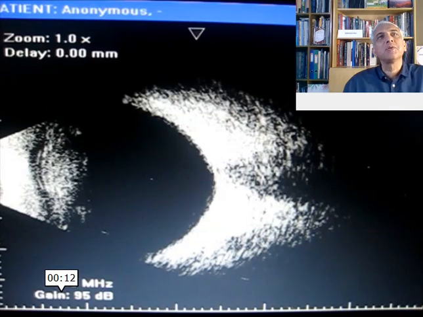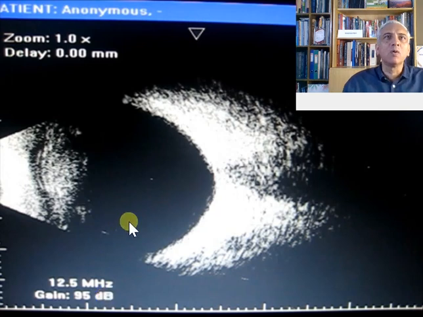Mohammed Moin, and we're going to today discuss the B scan of the eye. B scan is an ultrasound, what is called a brightness mode, and it works at 10 megahertz. You can see over here this probe is 12.5 megahertz, and the gain, or the brightness, is set at 95 decibels with a zoom of 1.